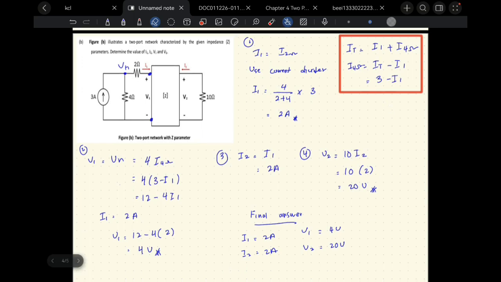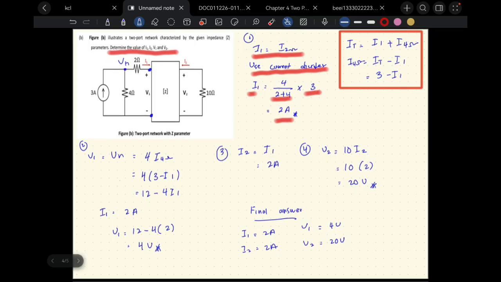For question B, we need to find the values of I1, I2, V1 and V2. So for I1, from the circuit we know that I1 is equal to I2. So we use the current divider to find I1. I1 is equal to 4 over 2 plus 6 times I total. So it will be 2 ampere for I1.